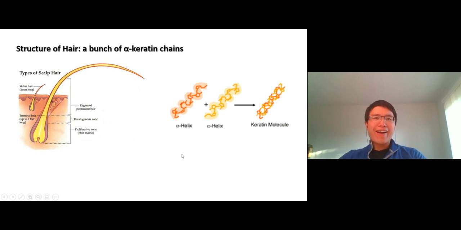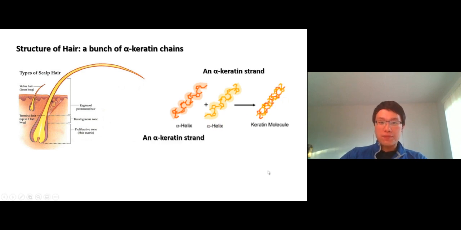Let's talk about hair. So hair is a protein. You guys know that? So hair is a protein consisting of a bunch of small protein chains called alpha keratin. If you really look inside the hair, it's just a bunch of alpha helix, alpha keratin intertwined or wrapped around each other.